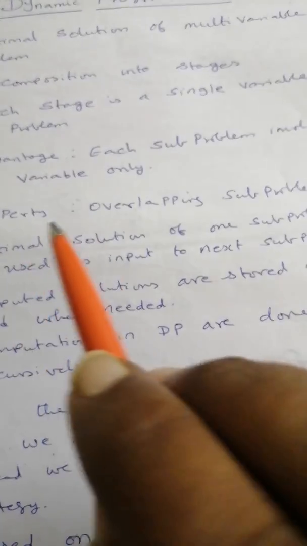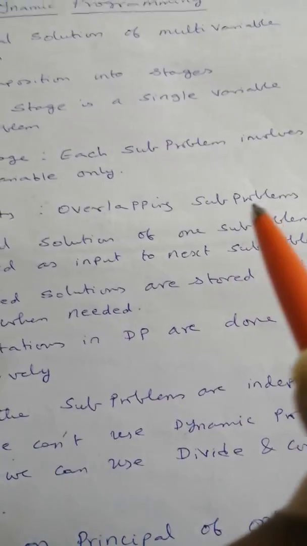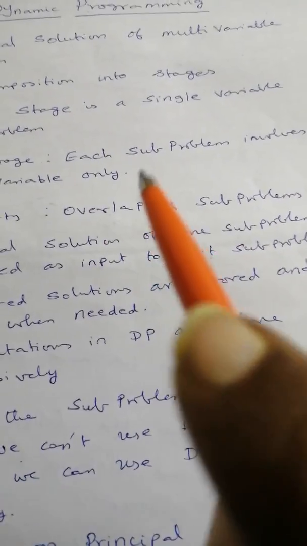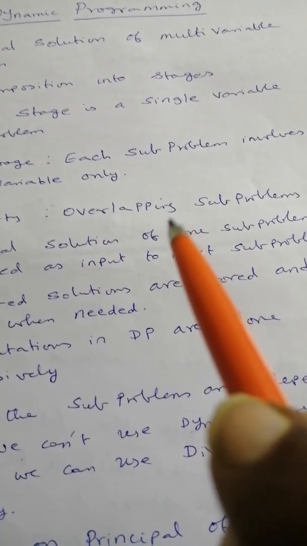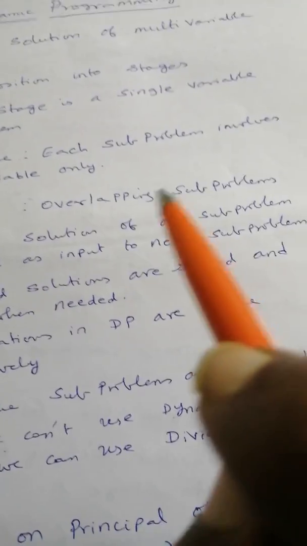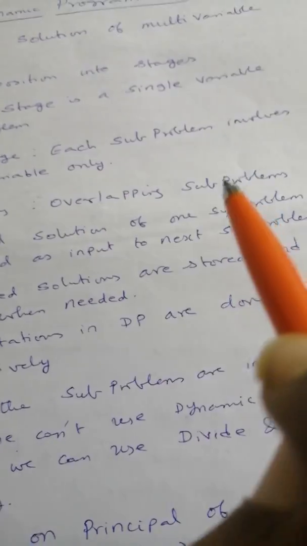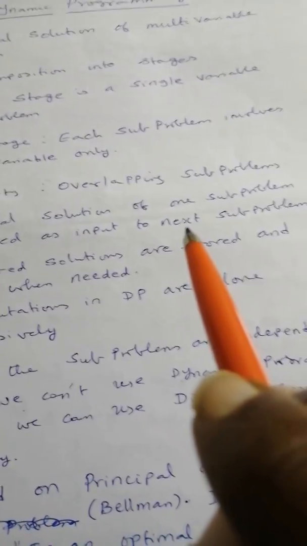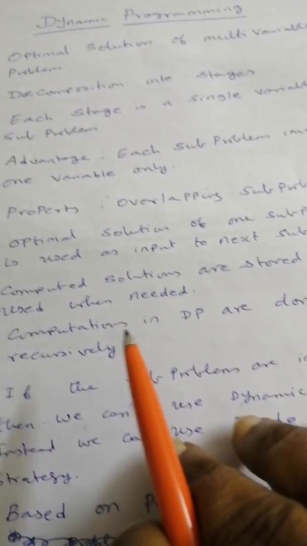The property of dynamic programming is overlapping subproblems. What are overlapping subproblems? The output of a subproblem is given as input to another subproblem. In other words, subproblems are dependent on each other. That is, the optimal solution of one subproblem is used as input to the next subproblem.